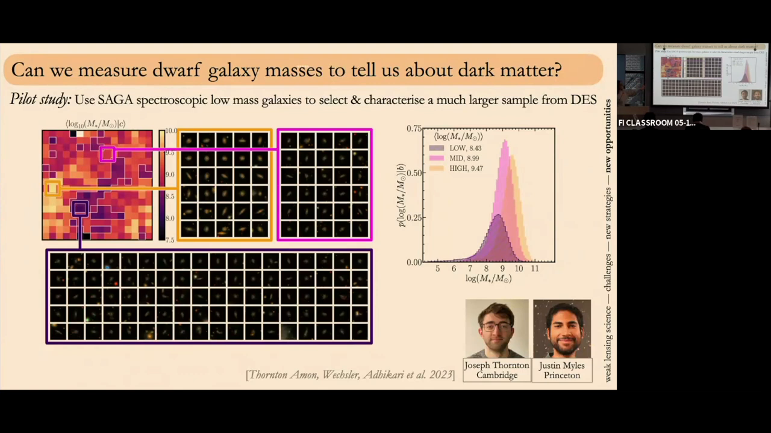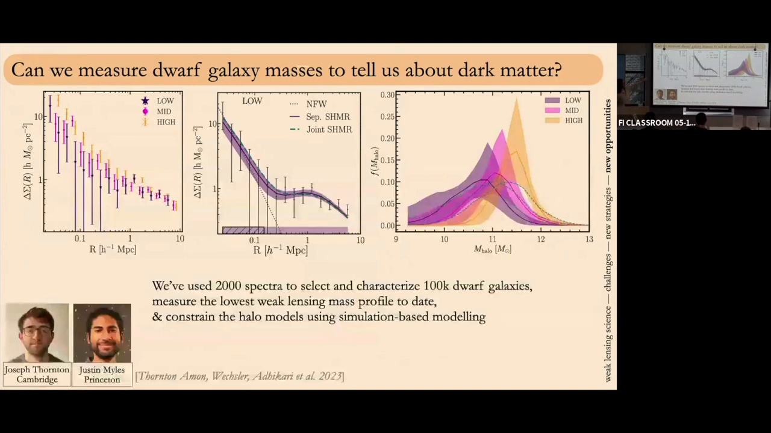So for this, we used a sample of 2,000 galaxies from the SAGA spectroscopic survey, and we pulled out that purple bin, a low mass sample from the photometric survey of 100,000 dwarf galaxies over the entire DES area. We measured their lensing signal, and we saw that there is a difference in our 3 stellar mass bins. So it really looks like this is a low mass sample. We modeled it using both just an analytic NFW on the inner scales, but our primary method is simulation-based inference, so modeling the entire mass profile. Remember that delta sigma describes the mass enclosed in a radius r. And from that we inferred the halo mass. And we think that this is the lowest mass weak lensing measurement to date, just using public precursor data.